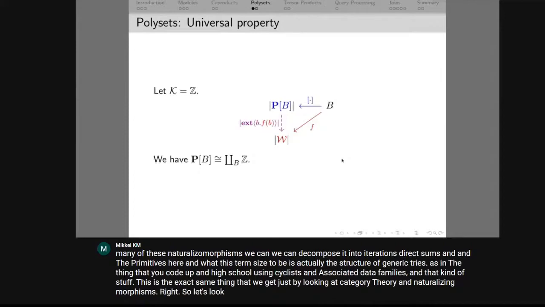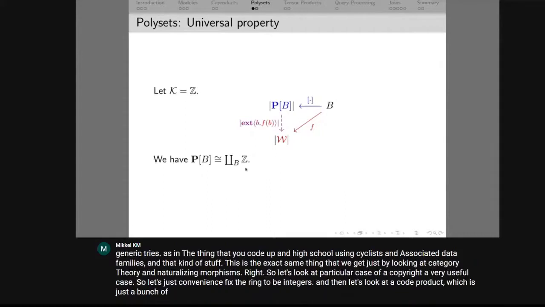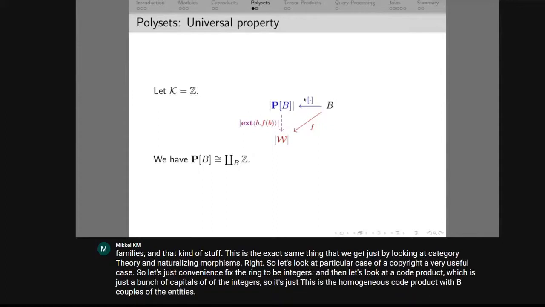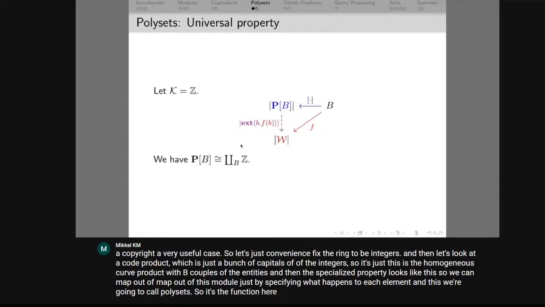Right, so let's look at a particular case of a co-product, a very useful case. Let's just, for convenience, fix the ring to be integers. And then let's look at a co-product, which is just a bunch of copies of the integers. So it's just a homogeneous co-product with b copies of the integers. And then the specialized property looks like this. So we can map out of this module just by specifying what happens to each element. And this we're going to call polysets. So there's a functor here that takes a set into a module, and we call that the polyset over that given set.